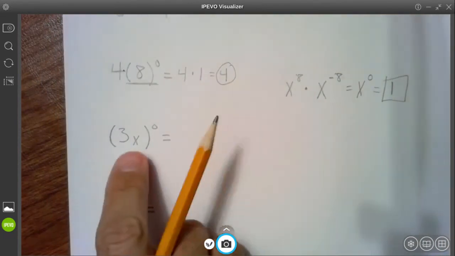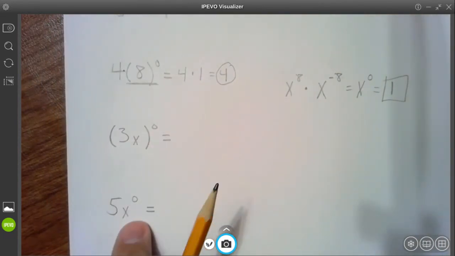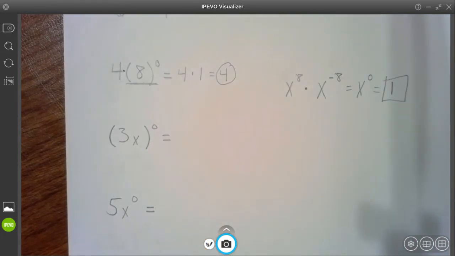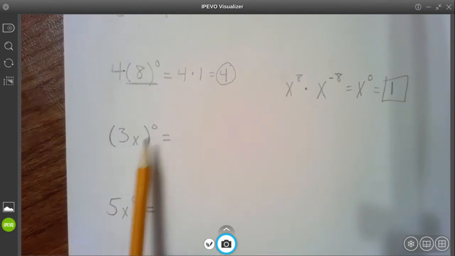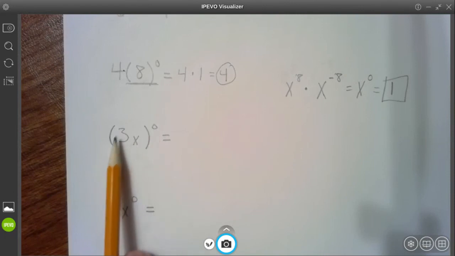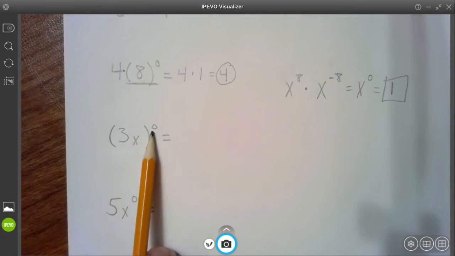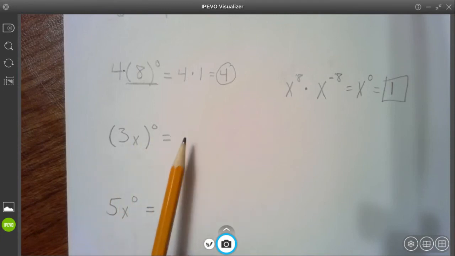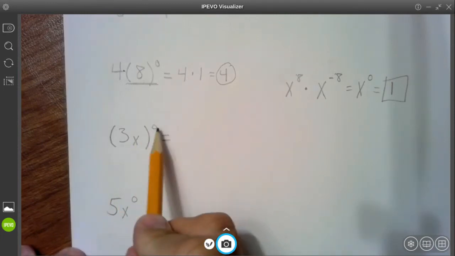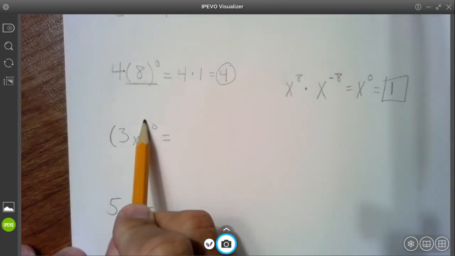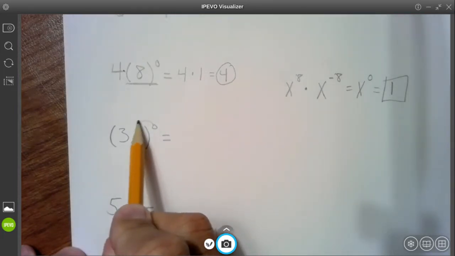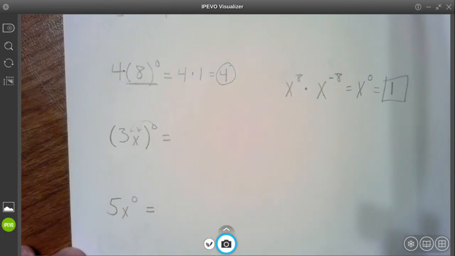All right, the next one. So these two are kind of tricky. You get these confused a lot. It has to do with what the exponent is applying to. So in this case, the 0 is applying to this entire thing. So you have a whole big expression raised to the 0 power, so it's going to equal 1. The other way that you could think about it is that the 0 gets distributed inside. It applies to both of them.